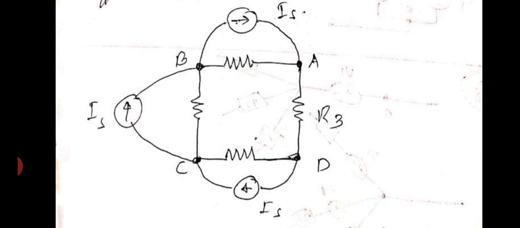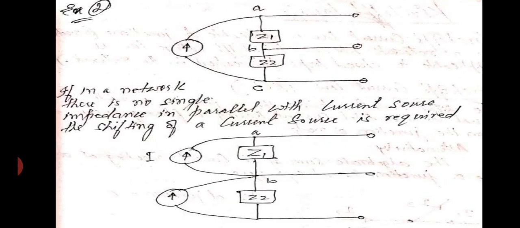So in a similar fashion, very next example you can have. If in a network there is no single impedance in parallel with the current source, the shifting of the current source is required. So this is how we are going to shift the current source by connecting it in between the two impedances. There is no change.